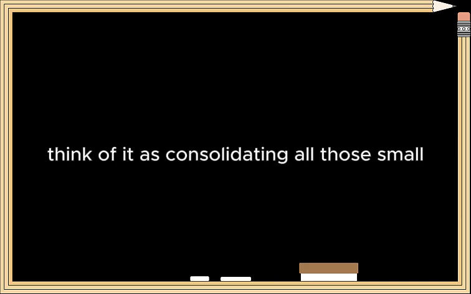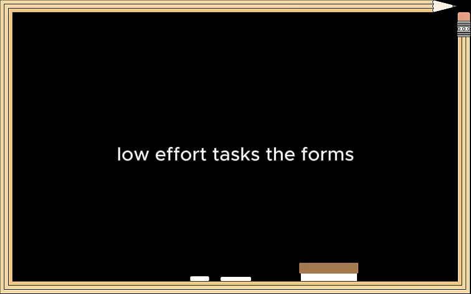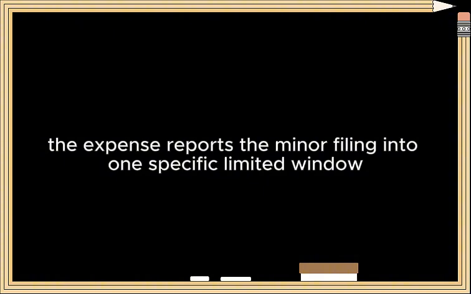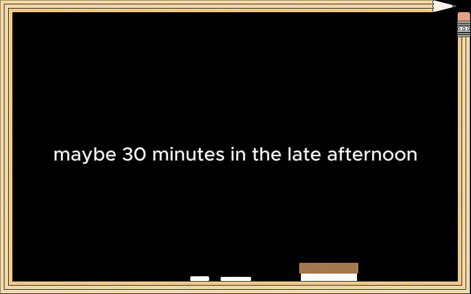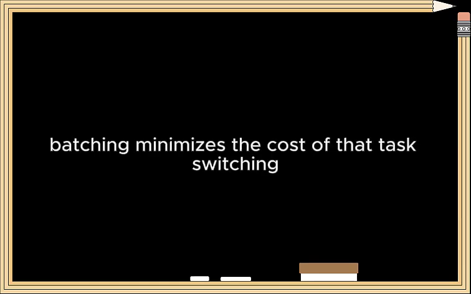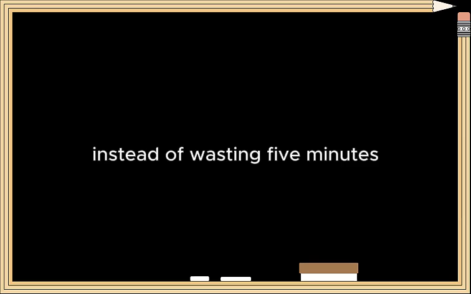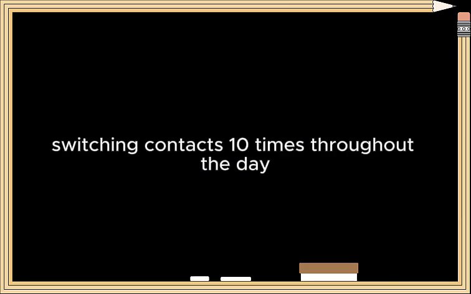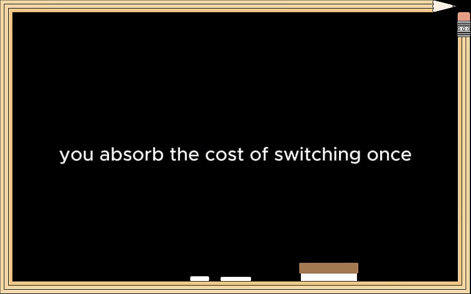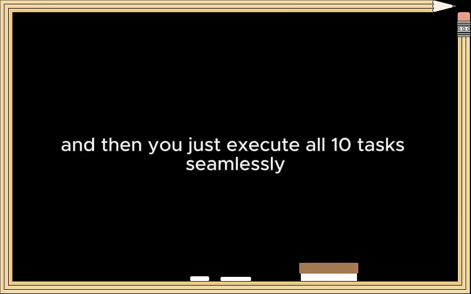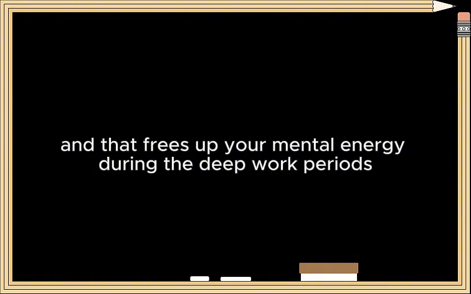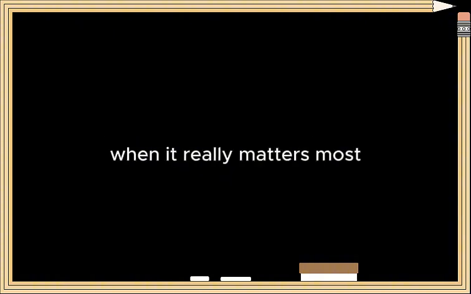Exactly. Think of it as consolidating all those small, low-effort tasks, the forms, the expense reports, the minor filing, into one specific limited window, maybe 30 minutes in the late afternoon. Batching minimizes the cost of that task switching. Instead of wasting 5 minutes switching context 10 times throughout the day, you absorb the cost of switching once, and then you just execute all 10 tasks seamlessly. And that frees up your mental energy during the deep work periods when it really matters most.